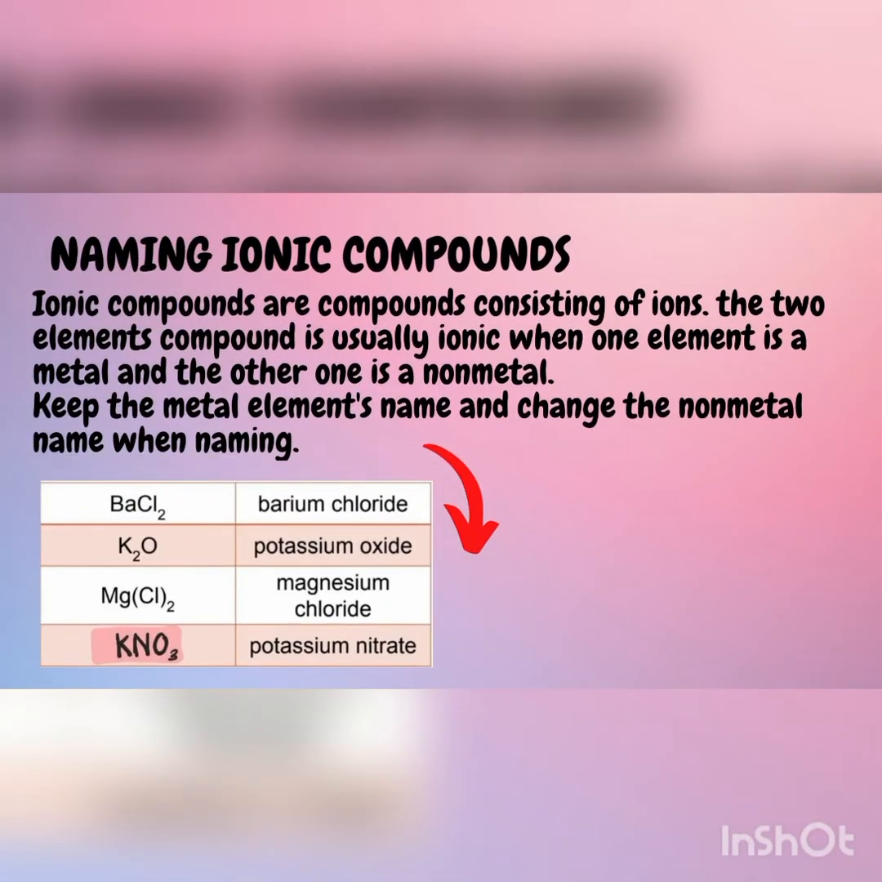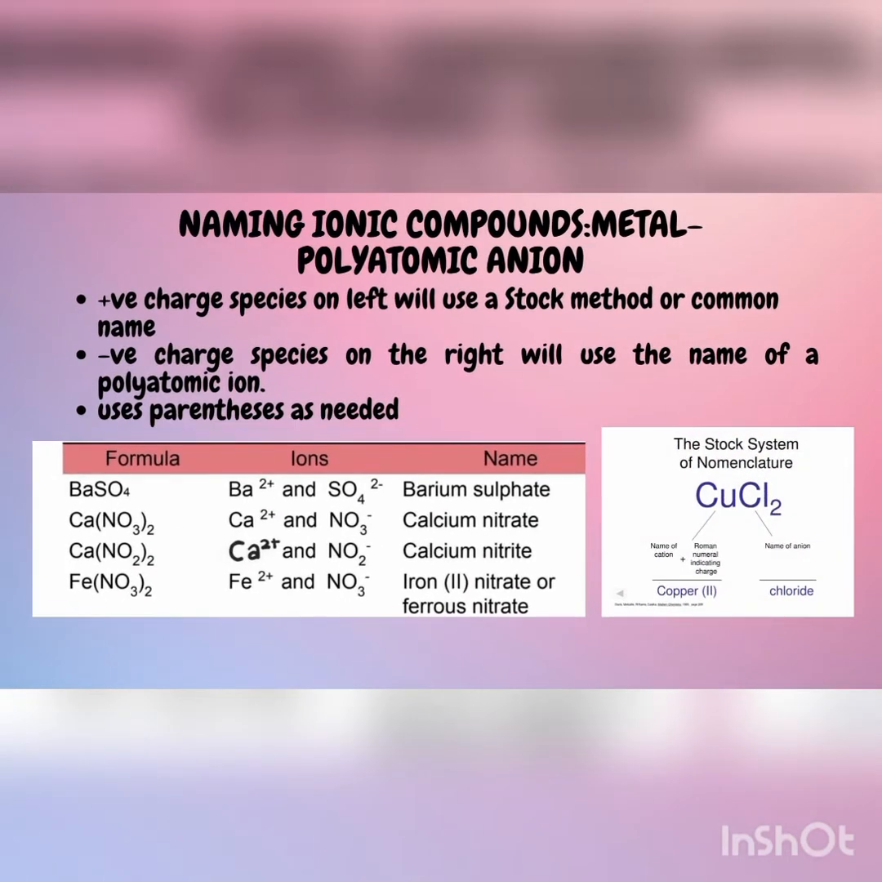Ionic compounds are compounds consisting of ions. The two elements compound is usually ionic when one element is a metal and the other one is a nonmetal. Keep the metal element's name and change the nonmetal name when naming. Positive charge species on the left will use a stock method or common name. The negative charge species on the right will use the name of a polyatomic ion.